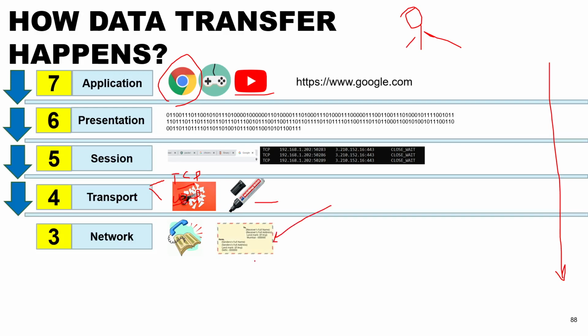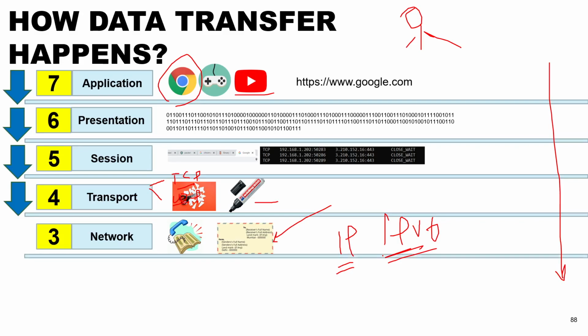So in this case, I need the IP address, because in the network layer I simulate sending a postal email. So I need to add my source address and the destination address that I want to reach. In the network layer, we can find protocols such as IP and IPv6 working in this layer. Got it?